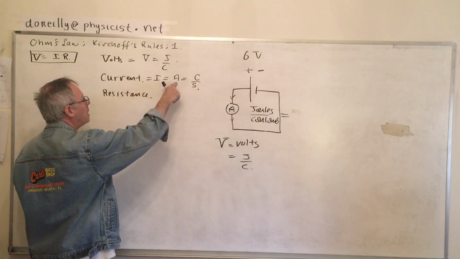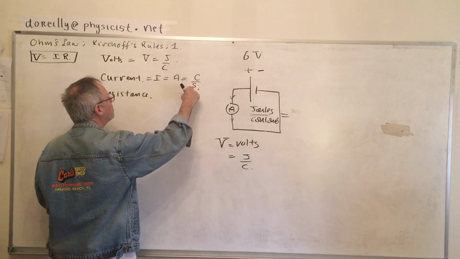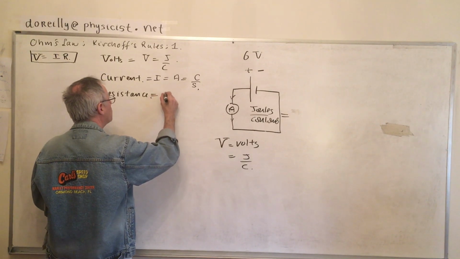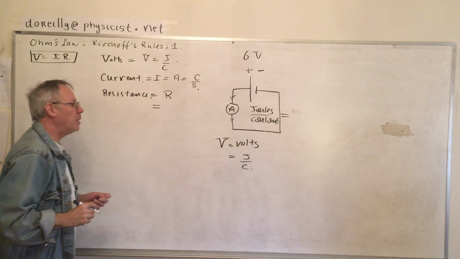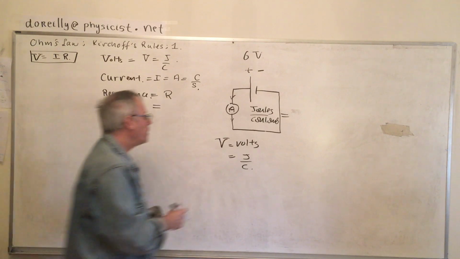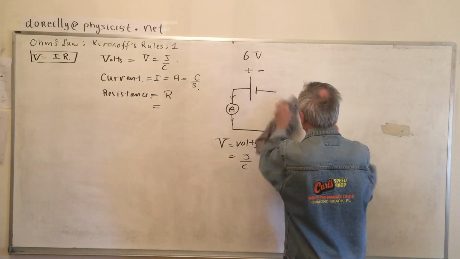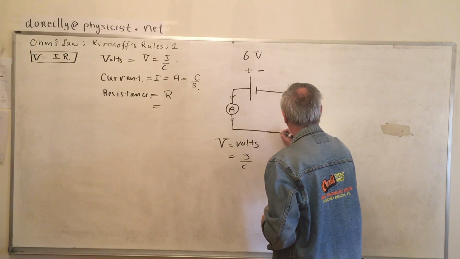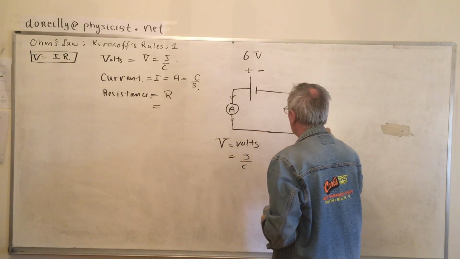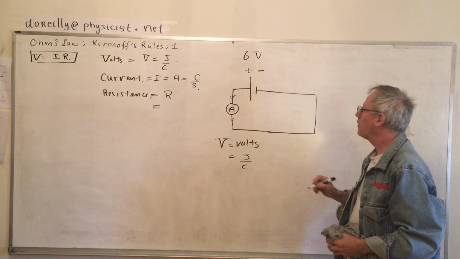I is a symbol for current, whose units are amps. Amps is coulombs per second. And resistance, we'll give it a symbol R, and we'll talk about what it is in a minute. Okay. In this particular circuit here, there was nothing stopping the current from moving.